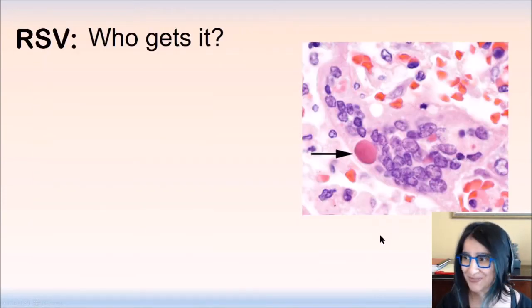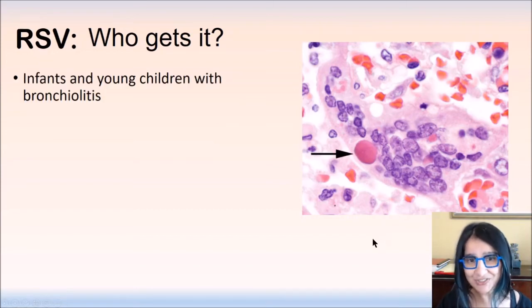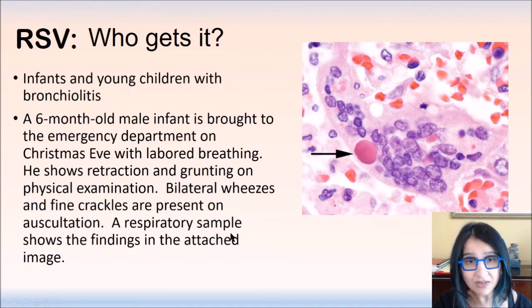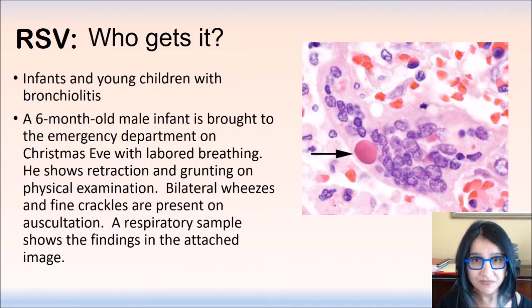So who gets RSV? Well, of course, infants and young children with bronchiolitis. Even the adults can get it, but these are the infants that are particularly at risk. So a common example would be a 6-month-old male infant brought to the emergency department on Christmas Eve because of the seasonal nature of these RSV infections. And the baby's got labored breathing with retraction and grunting. When you listen to the lungs, there's bilateral wheezes and fine crackles.